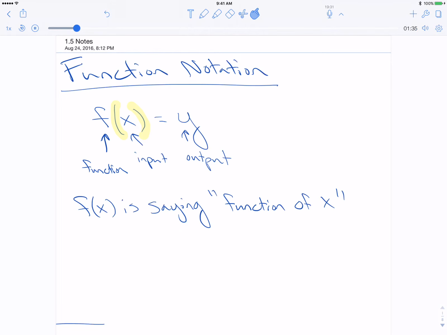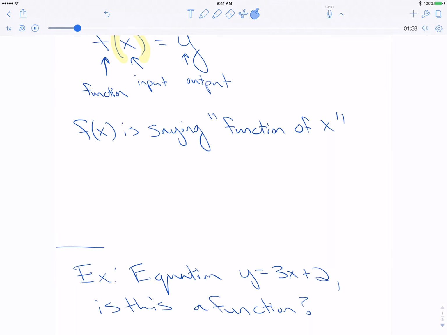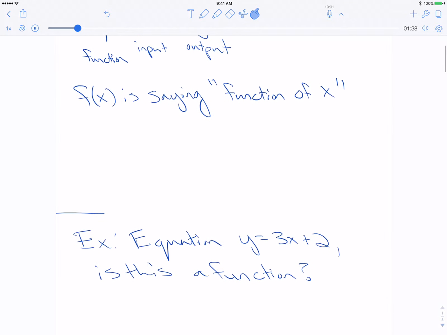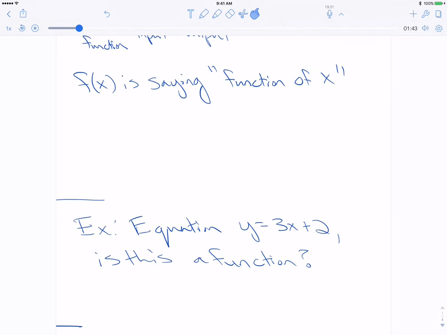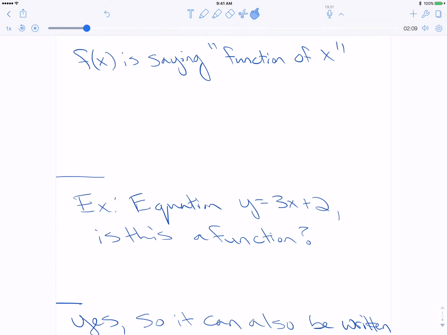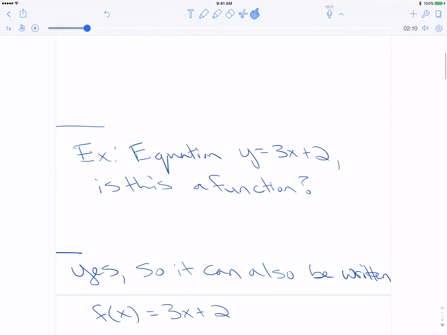An example of using this notation is if we take a look at our equation y equals 3x plus 2. If I ask you, is this a function? This is reviewed from 1.4. If I substitute in a value for x, do I get one value for y and only one, or do I get more than one? In this case, you should only get one because it's linear. It looks like the linear functions we talked about already. So yes, it is a function, and we can write it as f of x is equal to 3x plus 2. This is how we're going to use the notation.